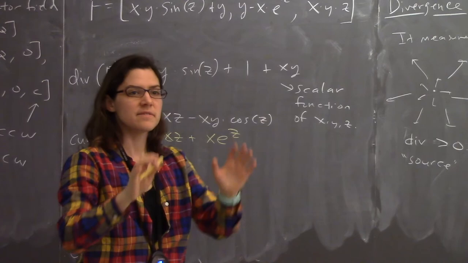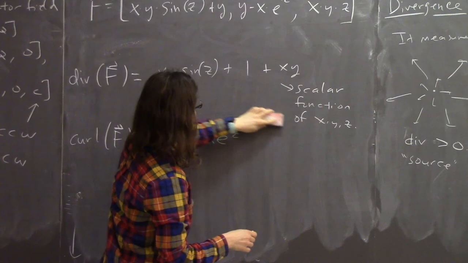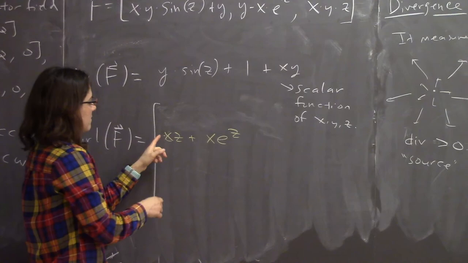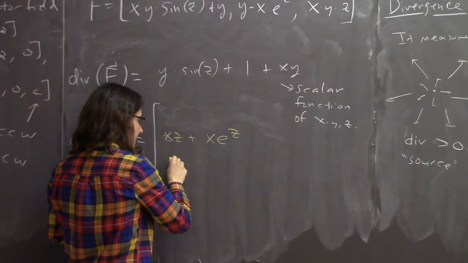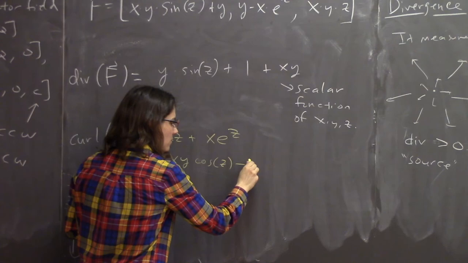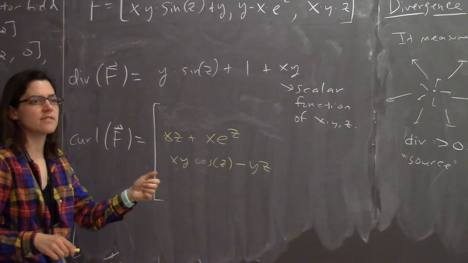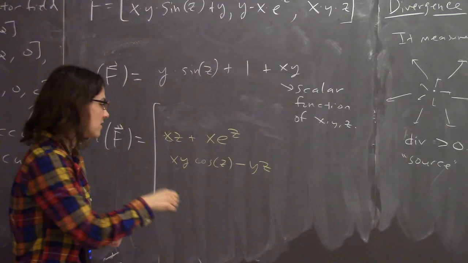So, this one has a lot to do because you have to compute this determinant thing and there's a lot to do. Okay? Other people have this one? It seems right? Okay, fine. Second component? Yeah? I got xy cosine z minus yz. Is that right? Did you include the negative sign for the j calculation? Good. Okay. And then the last one?